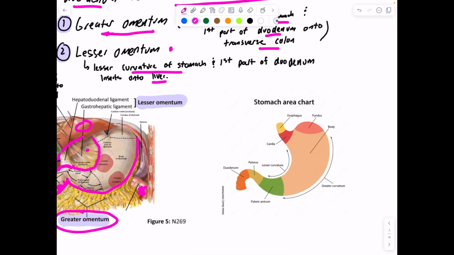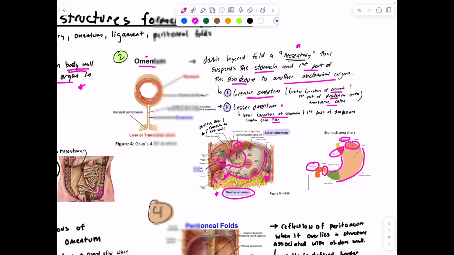Okay, so just a quick note on the stomach. So we have different parts of the stomach. This is the lesser curvature. This is the greater curvature. The top of it's the fundus. We have the esophagus, the cardiac sphincter. We have the pylorus and the pyloric sphincter. And then we have the first part of the small intestines, the duodenum.